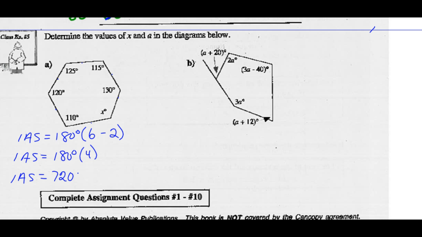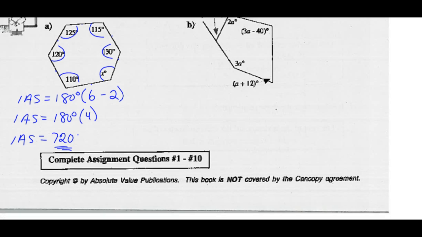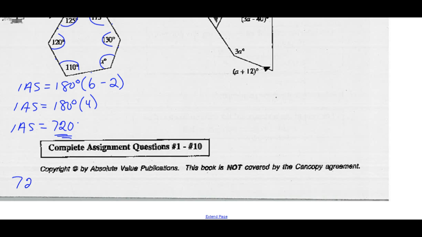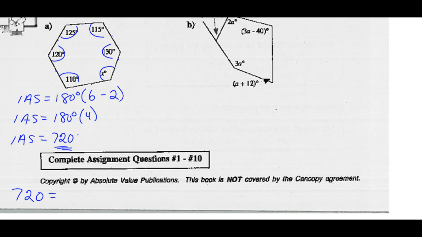So all these interior angles, if we add them all up, are going to add up to 720 degrees. I can solve for x by knowing that. All right, so let's write that statement. 720 degrees has to equal the sum of all these angles. So 110, add 120, add 125, add 115, add 130, and add x.